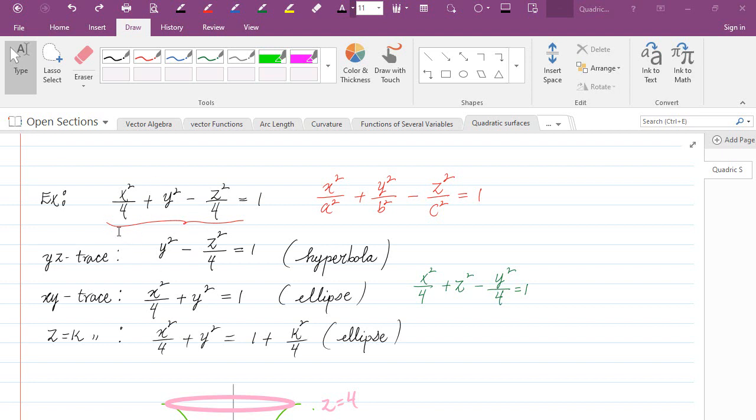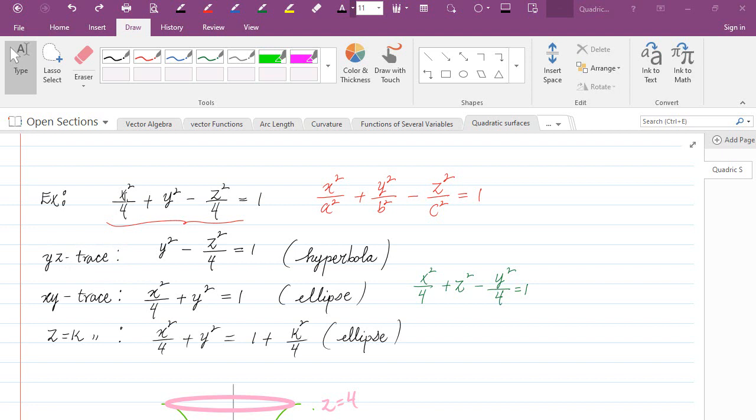Let's look at the equation x squared divided by 4 plus y squared minus z squared divided by 4 is equal to 1. Let's figure out the shape of this quadratic surface. So let's start by determining the yz trace. So what is the yz trace?